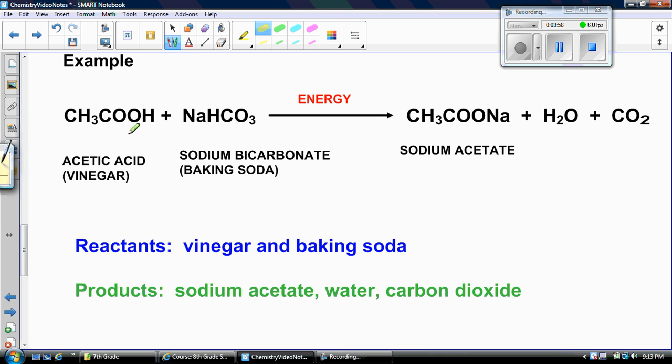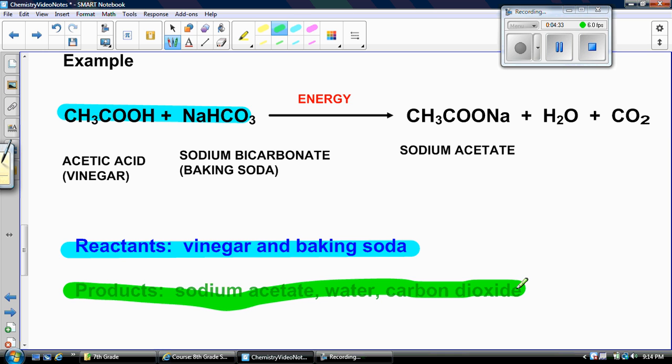Okay, example. If we take acetic acid, which is vinegar, and we add that to sodium bicarbonate, baking soda, and we have some energy, kinetic energy, that's going to cause those to mix together, we create sodium acetate, water, and carbon dioxide. The reactants are vinegar and baking soda. The products, what's produced after these react, are the sodium acetate, the water, and the carbon dioxide.